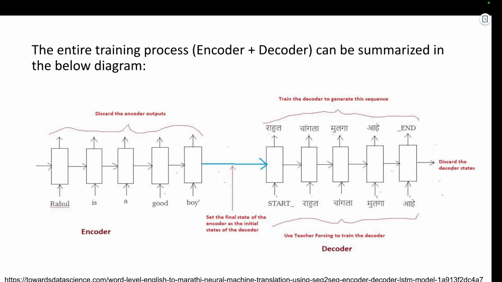Now the entire training process of the encoder decoder can be summarized in one diagram. Here this is the encoder, "Rahul is a good boy", the source language. The output will be discarded, focusing on H0 and C0, which will be the contextual information that stores the important information from all layers, and then we set the final state of the encoder as the initial state of the decoder. This will be the input. Now we are using the teacher forcing method to force the decoder to predict the output based on the ground truth label and generate the output.